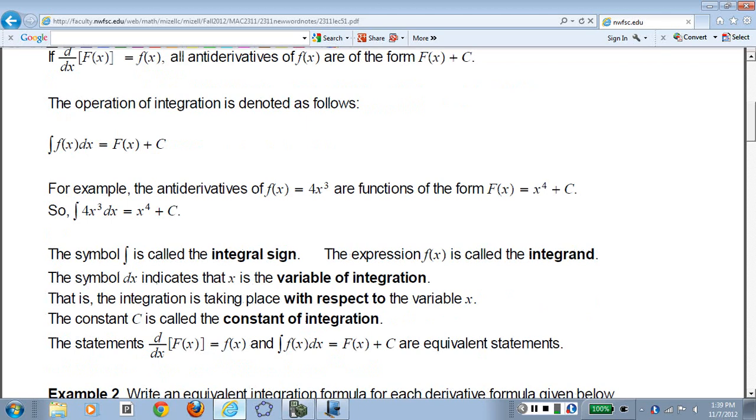More notation. The symbol is the integral sign. f of x, the function whose antiderivative we're searching for, is called the integrand. x is the variable of integration. And c is called the constant of integration. So basically, we'll take the integrand and we'll search for any antiderivative at all, any function whose derivative is equal to f of x. Once we have that, we can just say plus c, and that will represent the set of all antiderivatives of that expression, little f of x.